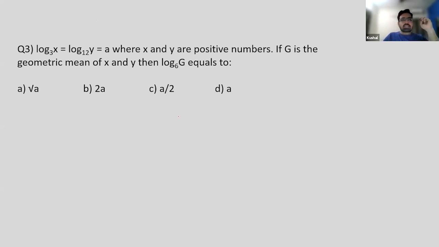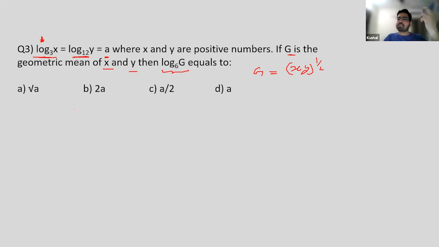Let's have a look at this question. Now, this question says that you have got the value of log base 3 of x and log base 12 of y equals to a. They've given you this thing. Now they're saying where x and y are positive numbers, g is the geometric mean of x and y. What is the geometric mean of x and y? x into y to the power of 1 by 2. This is the geometric mean. So this is the value of g. Now they are asking you what is the value of log base 6 of g, right? And they've given you this equation.